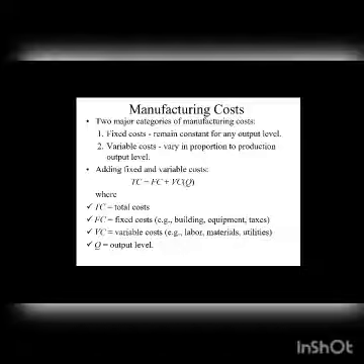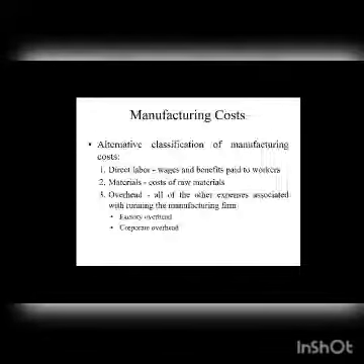So, if the total cost has to be found out, then you can simply add the fixed cost and the variable cost: fixed cost plus variable cost per unit into the output level. If the quantity is 100 and the variable cost per unit is 5, then 5 into 100 will give you the total variable cost, plus the fixed cost, let us say 2 lakhs. If you add both of them, you will get the total cost.